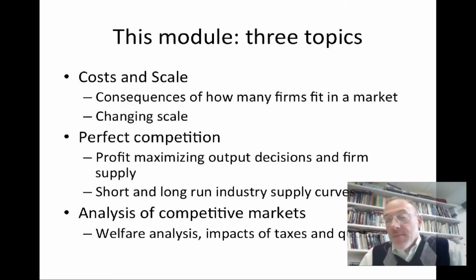Second broad topic for this module was perfect competition. So we'll talk about how profit maximizing output decisions are made, and this results in the perfectly competitive firm supply curve. We'll also talk about short and long run industry supply curves. And then we'll do a little bit on the analysis of competitive markets. And this includes both welfare analysis as well as the impacts of taxes and quotas on the equilibrium in these perfectly competitive markets. All this stuff will become clear over the course of this module.